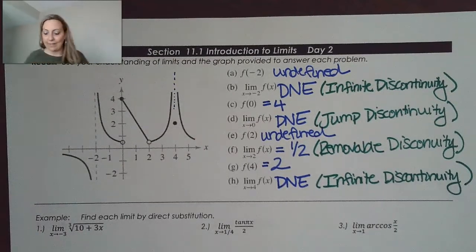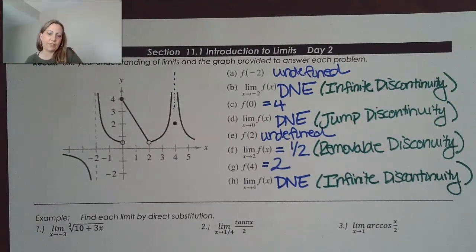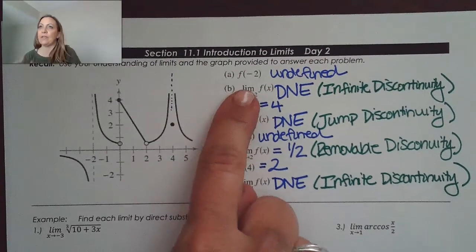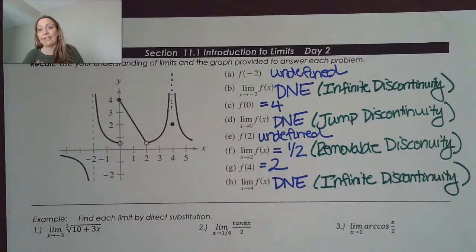I love this graph because it drives home the idea that it doesn't matter if f of c exists, the limit can still exist. And just because f of c exists doesn't mean that the limit exists. So those are independent of each other, okay?